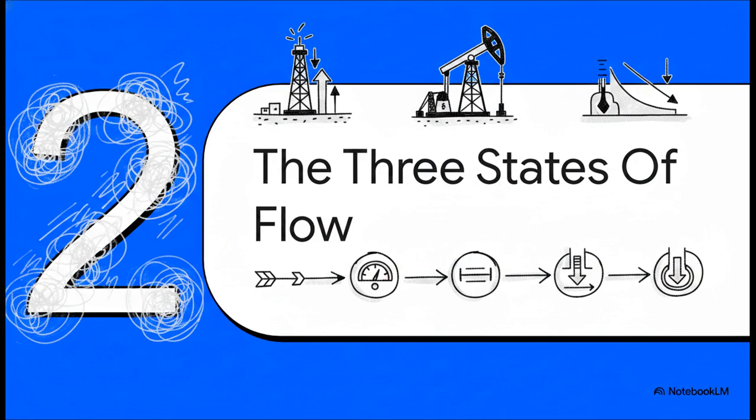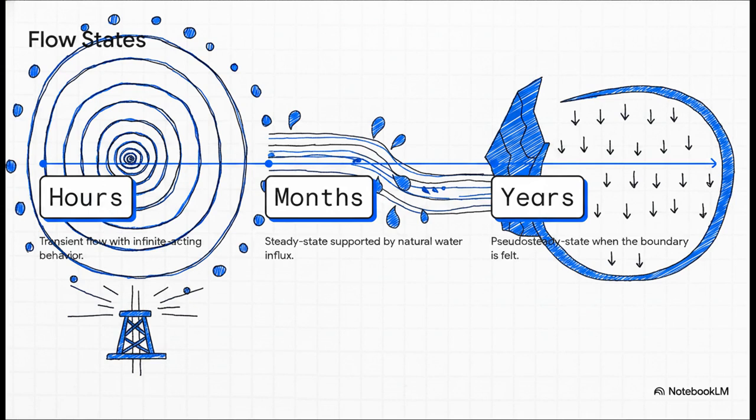Moving to Section 2. The 3 states of flow. A well's timeline. You see, a well doesn't just behave the exact same way forever. When it first starts producing, it enters what we call the transient flow phase. We also call this the infinite acting phase, because for those first few hours or days, the well doesn't even know how big the reservoir is. It hasn't felt any physical boundaries yet, so the pressure just drops rapidly right near the wellbore.